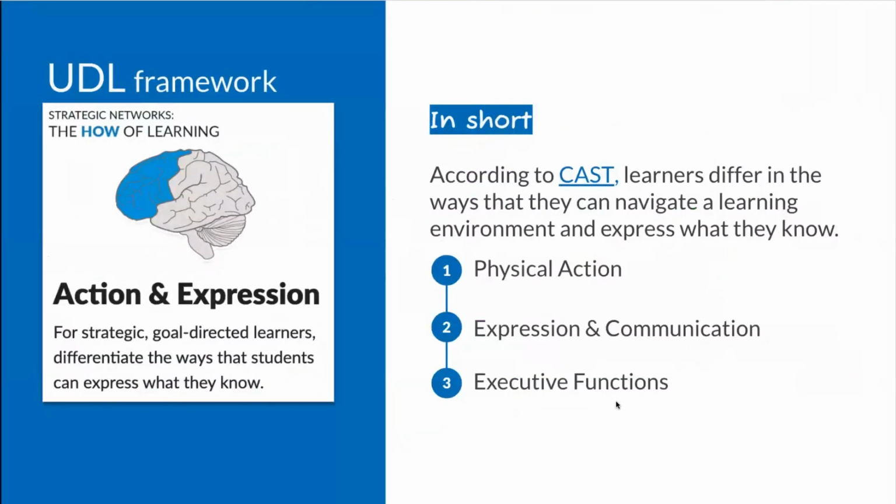So this brings us to the next piece of the framework, action and expression. Again, according to CAST, learners will differ in the ways that they can navigate a learning environment and express what they know. There is no one way that is best for every single person, whether it be for comprehension or engagement, and also for action and expression. Rather, you want to have multiple ways to differentiate so that students can express what they know.